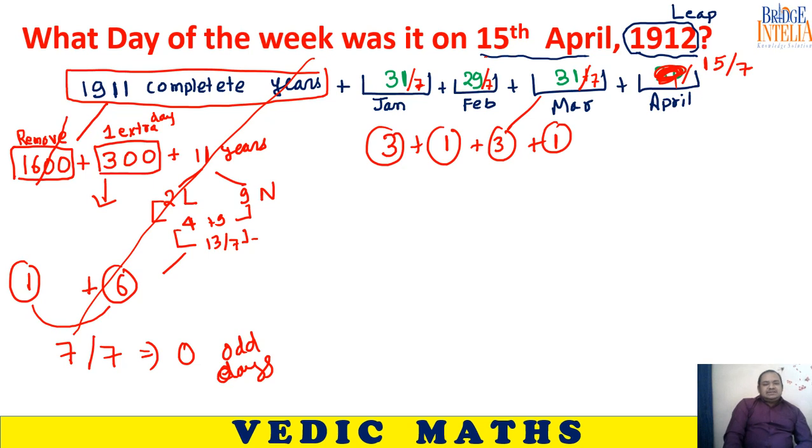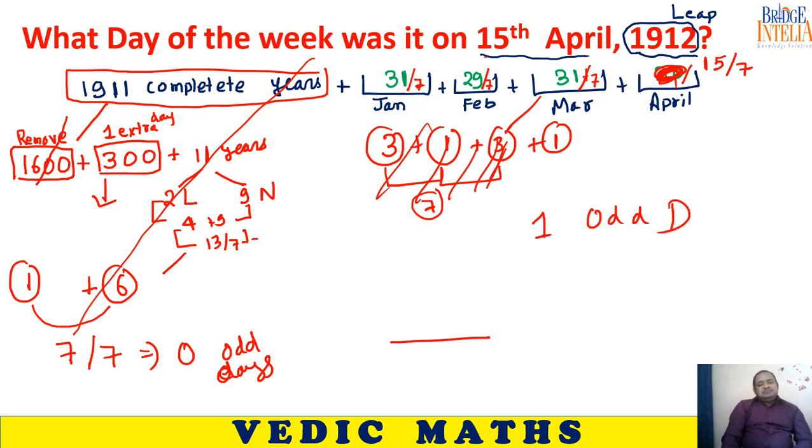So let's see. Let's count. 3 plus 1 is 4, 4 plus 3 is 7. So as soon as it reaches 7 you have to remove that. So only one extra day, one odd day. That means first day of calendar. So first day of calendar is Monday.